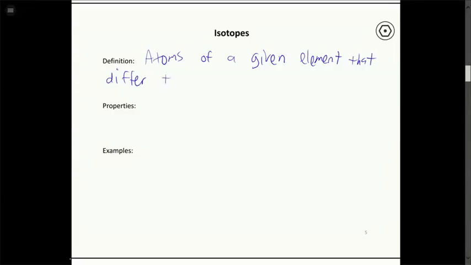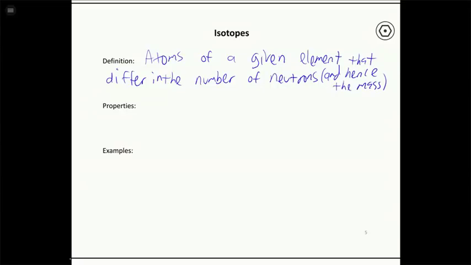So the only difference between one isotope and another is the number of neutrons. They differ in the number of neutrons. And because they have different numbers of neutrons, they have slightly different masses. Because remember, that mass number, which is the approximate mass in AMU, is the sum of protons plus neutrons. So if you add or subtract neutrons, you're going to change the mass.